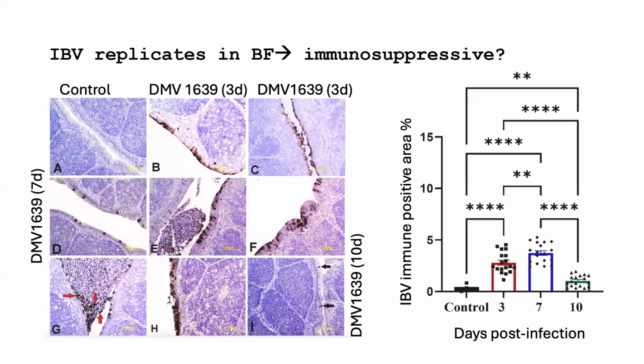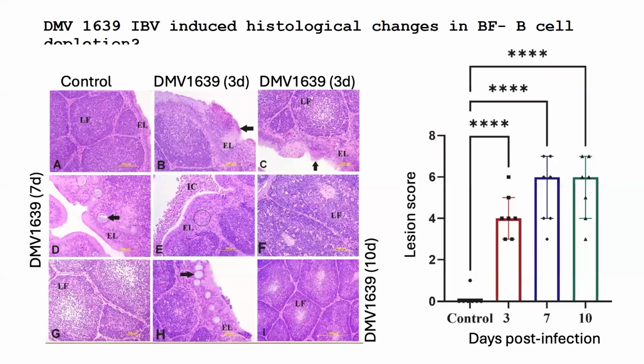Okay, the little bit of immune suppression, we saw that the virus replicates in the bursa of Fabricius. That is the B cell organ, what you are seeing in the immunohistochemistry pictures. And when we look at the histology, what we are seeing is there's a depletion of B cells. In the control, you can see the B cells are packed and nicely arranged. And around starting from day 3, 7, and 10, you can see the depletion of the B cells in the basal follicles and formation of cysts. And that's the indication that the B cells are lost.